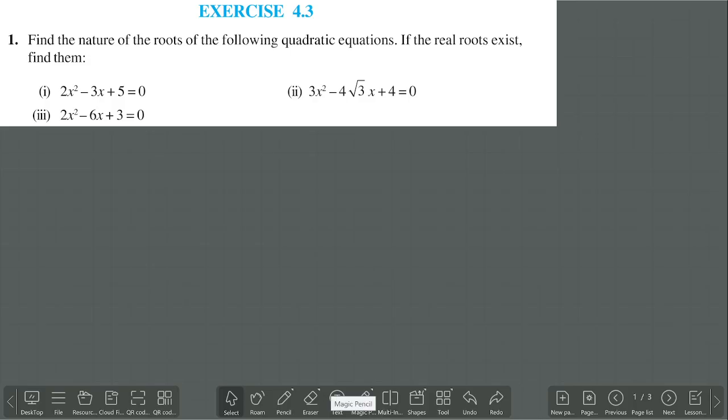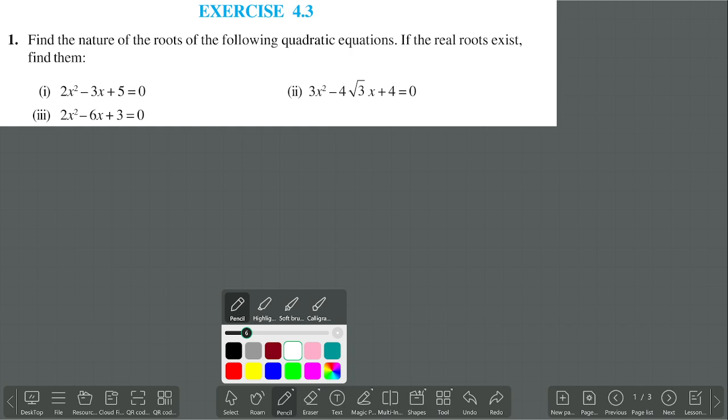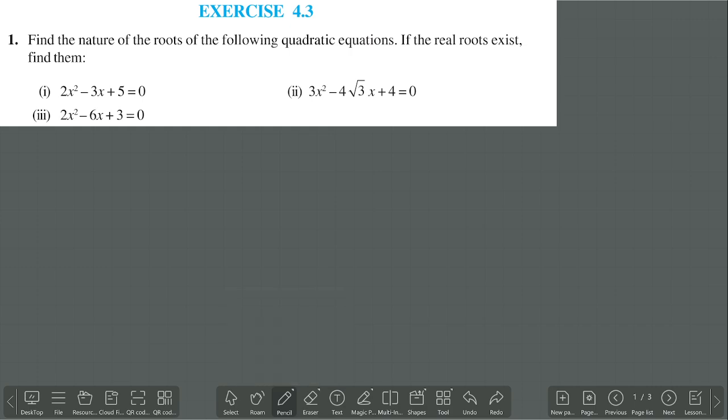Guys, in the last video we saw the intro of exercise 4.3 about the nature of roots. Here we are going to continue with the sums. That is 4.3, first Roman numeral. What are they asking? Find the nature of the roots of the following quadratic equations.